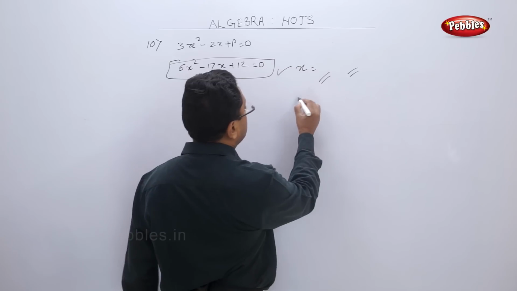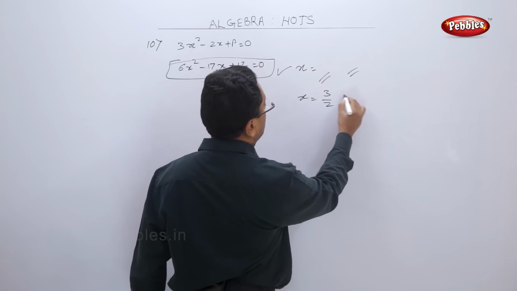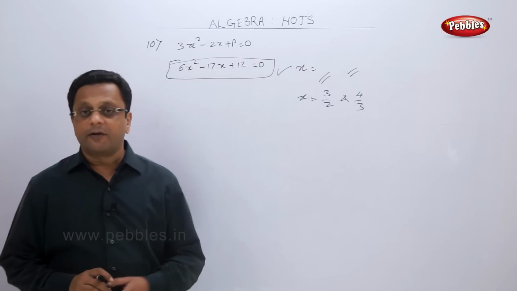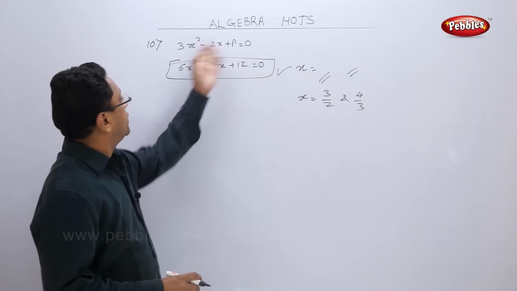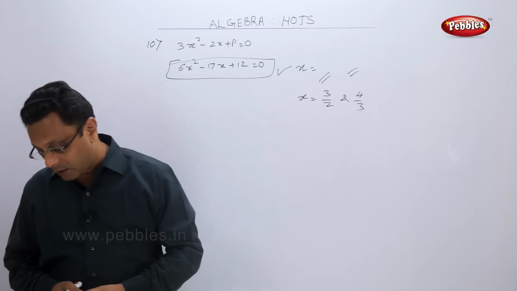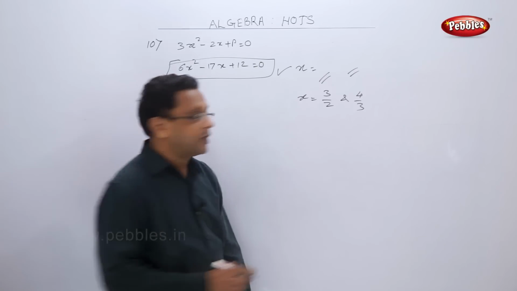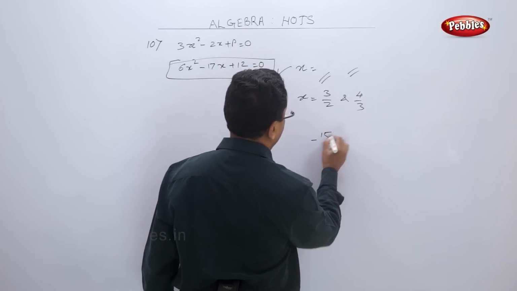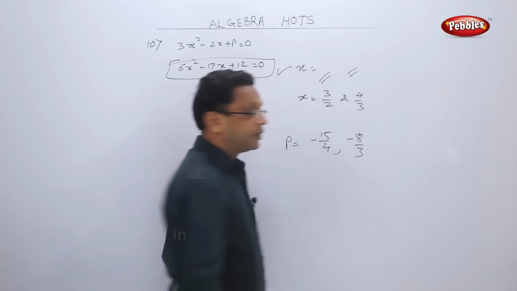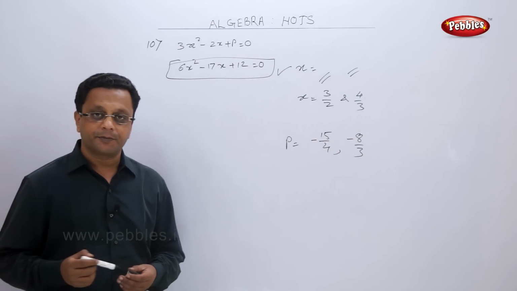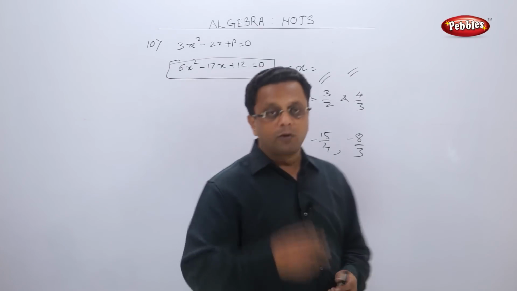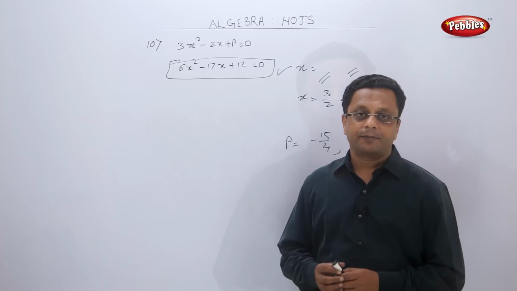Here x you will get 3 upon 2 and 4 upon 3, and when you substitute these values of x into the first equation, you will get the value of p: 15 by 4 and 8 by 3, minus 15 by 4 and minus 8 by 3. These are the values of p you will get from this. Check your answer please. Very easy. So let's go to the next example.